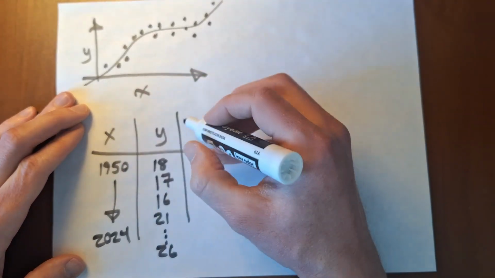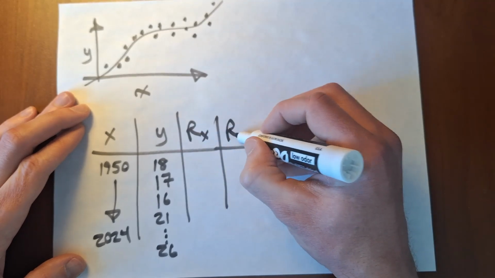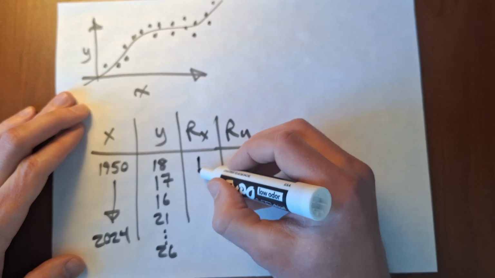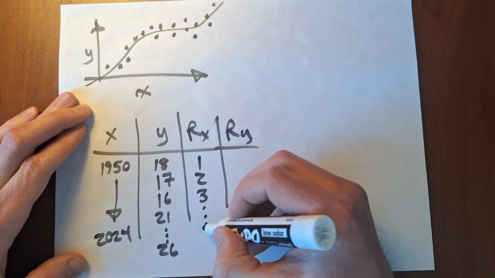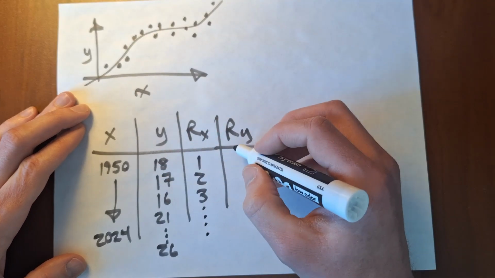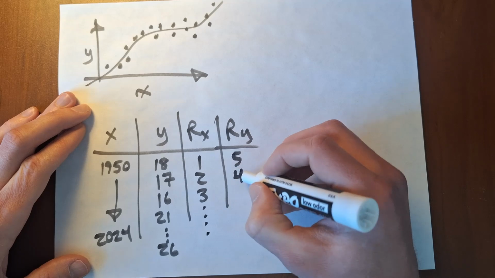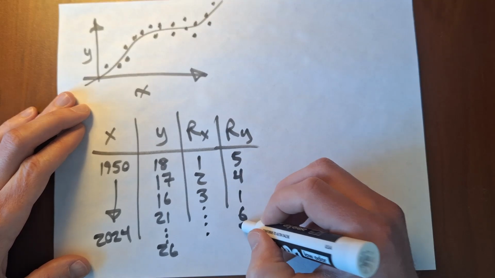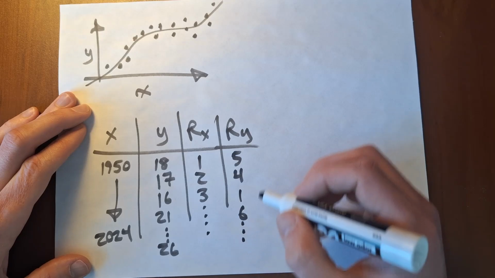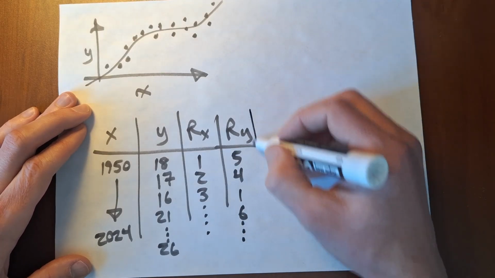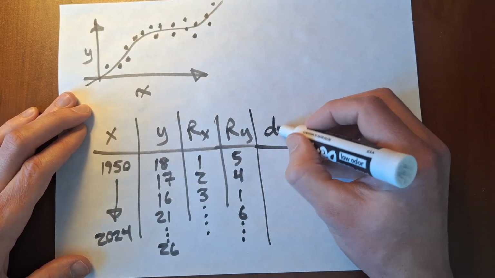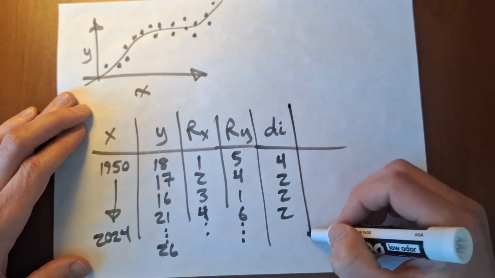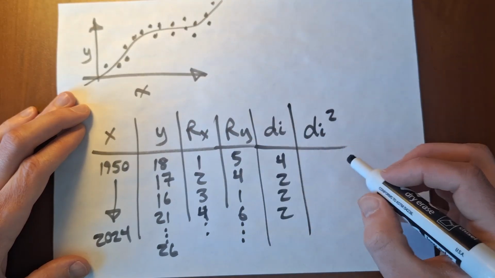We're going to translate these x and y variables into the rank of x and the rank of y instead. So smallest to biggest, the rank of x is just a sequence, and for the y variable, we're just going to sort them and figure out where each value would land in the sorting. Now we're going to compute the difference between the ranks, so rank of y minus the rank of x. And then we're going to compute the rank difference squared.